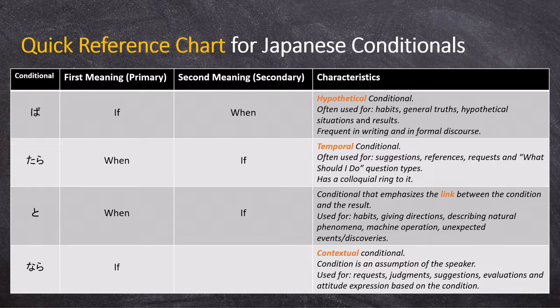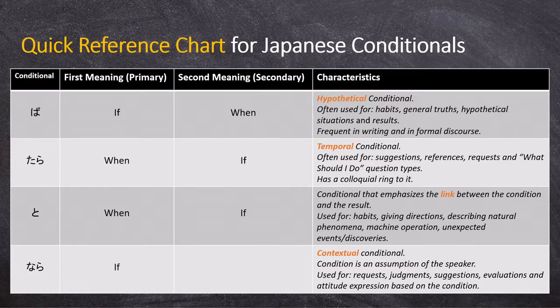And the most important thing for ba that you should remember is that it is a hypothetical conditional, meaning that there is a whole lot more focus on the relationship between the condition and the result than there is on the time reference or on a temporal relationship between the two. It is simply saying that if the conditional clause that is marked with ba happens, then the result will happen.